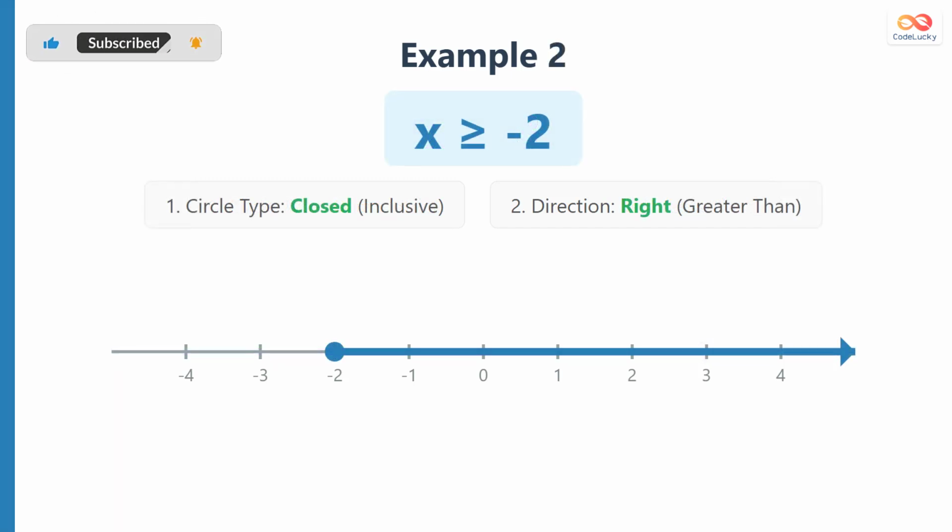Here is another one. x ≥ -2. Because it has the or equal to line, we use a closed circle at negative 2. Since it is greater than, we shade to the right.